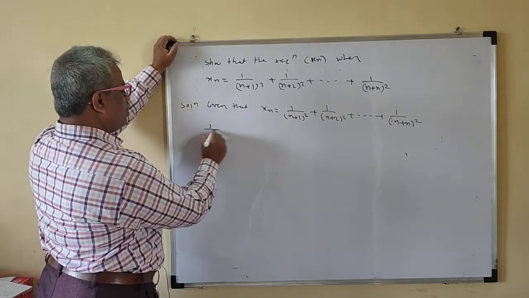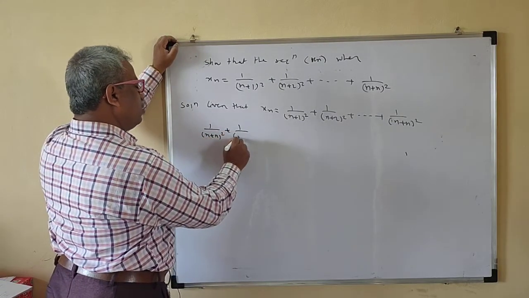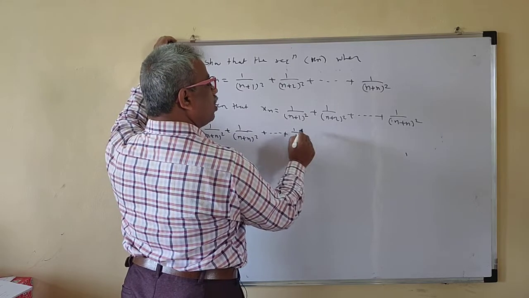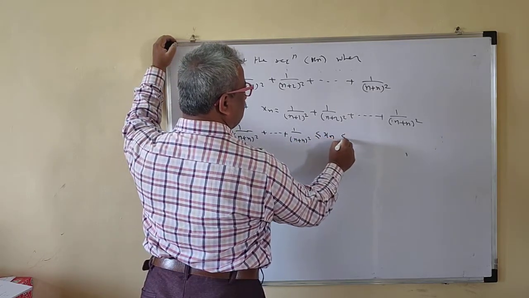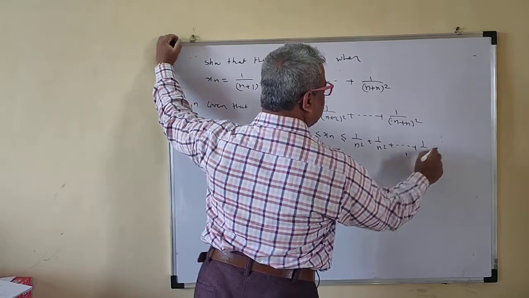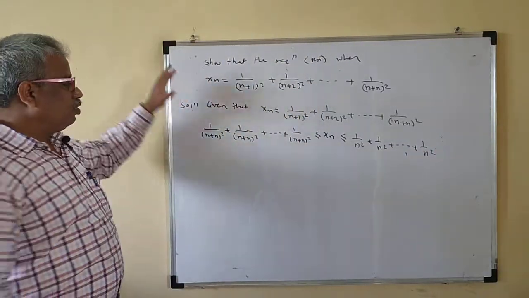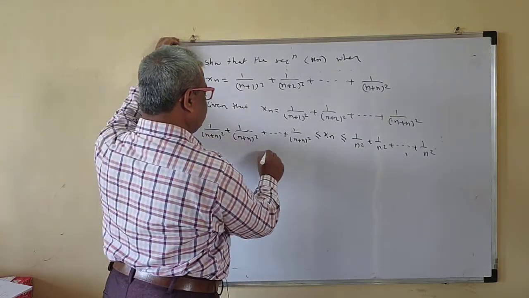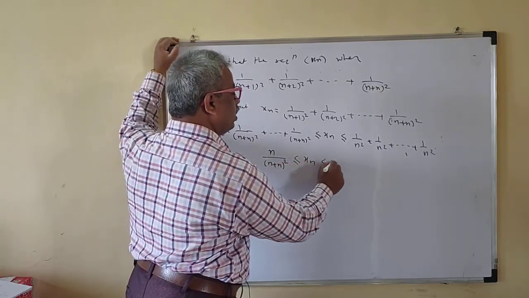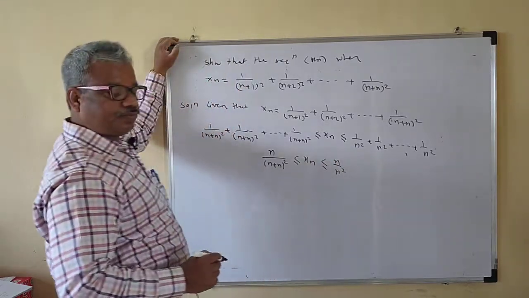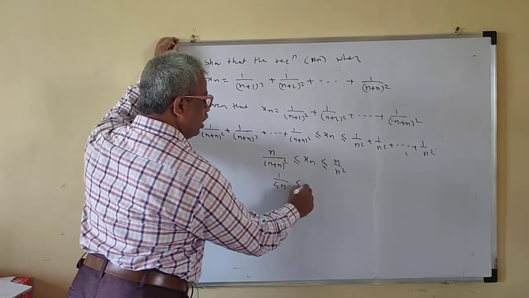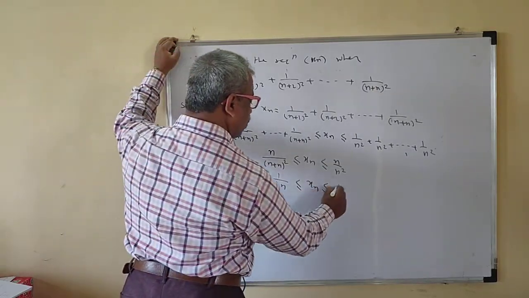So we can write 1 upon (n plus n) square plus 1 upon (n plus n) square plus dot dot dot, n terms in all, which is less than or equal to xn, which is less than or equal to 1 upon n square plus dot dot dot plus 1 upon n square, again n terms. The denominators are the same, so this is n upon n square. So 1 upon 4n is less than or equal to xn, which is less than or equal to 1 upon n.